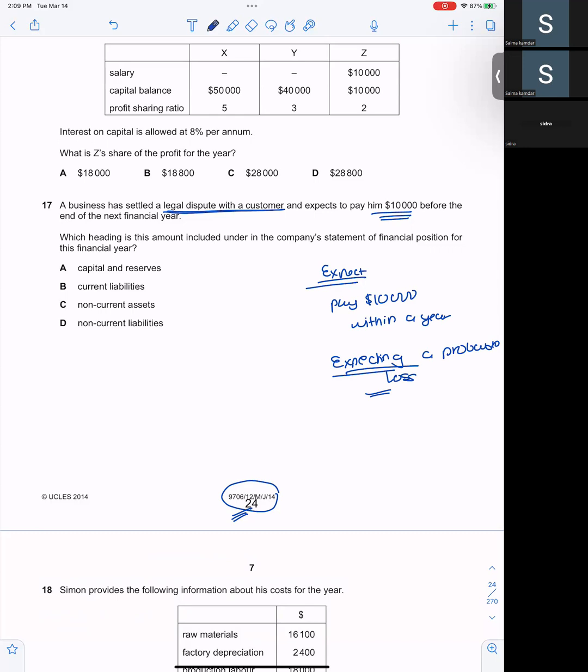Probable loss. You are expecting to pay someone within a year. Capital and reserves? Capital will give you share capital. Reserves give you the owners' money kept aside in a limited company. So then assets, no? You are expecting to pay. Okay, current liability. You're expecting to pay within a year, so current liability. Okay?